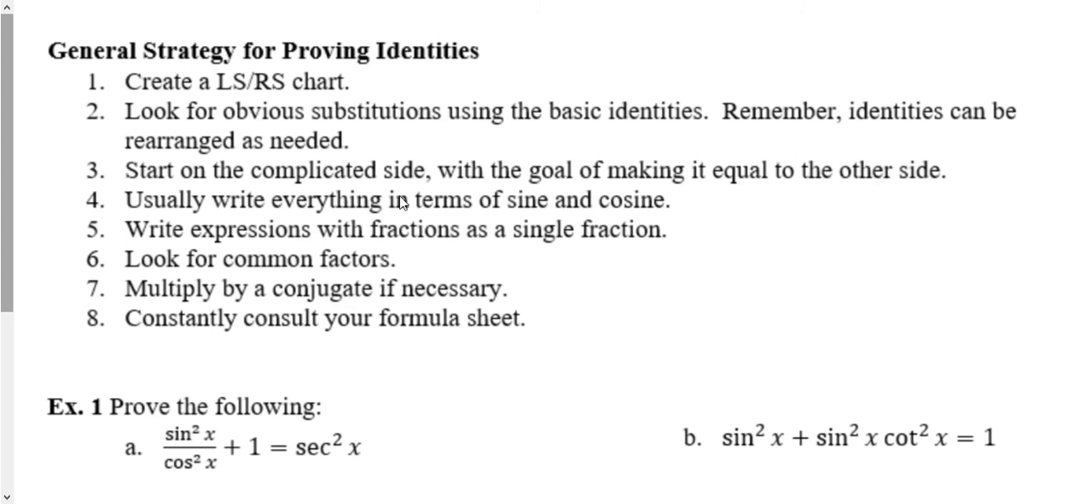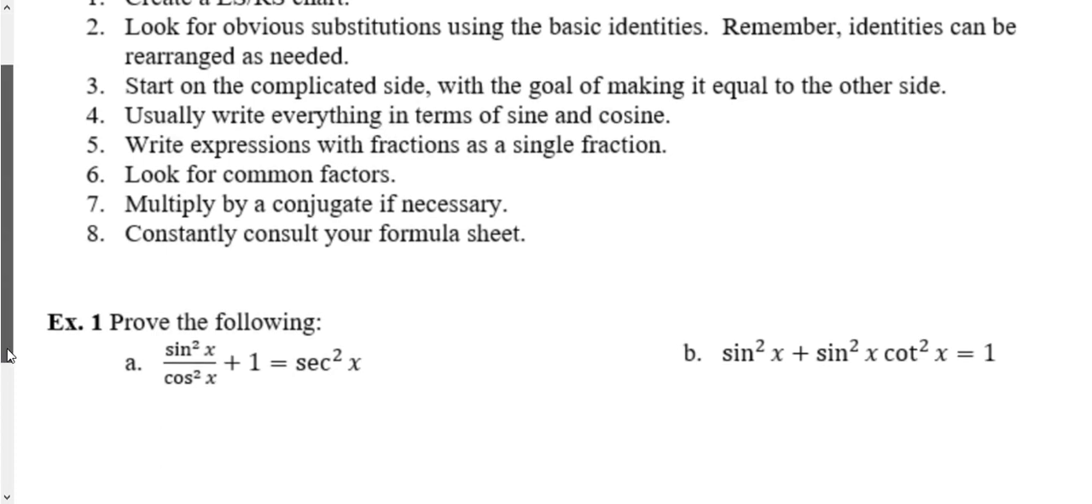Usually we write everything in terms of sine and cosine. So if I saw a tangent or cotangent, I'd write it in terms of a sine and a cosine. Write expressions with fractions as a single fraction, so clean up all your fractions. Look for common factors, and multiply by the conjugate if necessary. That means if you had a binomial radical in your denominator, you want to multiply by the conjugate to get it out of there. And constantly consult your formula sheet, which is going to be key here. Make sure that you have it available and ready to consult.